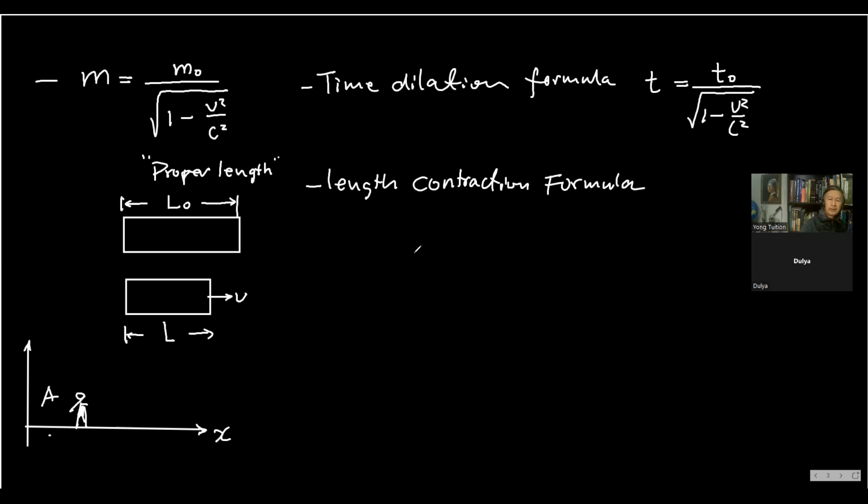So what is the relation between the length of a moving object and the length relative to an observer who is not moving? So that is a proper length. This is called the proper time.